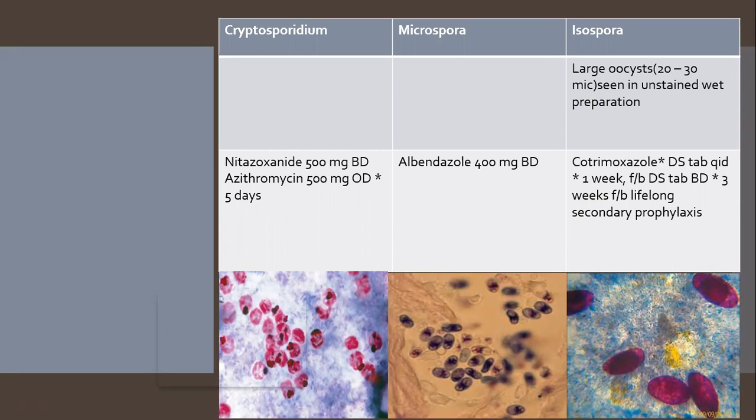So cotrimoxazole has actions against many infectious agents. One was PCP, the other one is isospora. Here also the treatment of choice is one double strength tablet, but it is not BD, it is QID for 1 week. Remember Pneumocystis Pneumonia, I told you one double strength tablet BD for 5 days was the treatment of choice. Here we give one double strength tablet QID for 1 week, followed by BD for 3 weeks, followed by lifelong secondary prophylaxis.